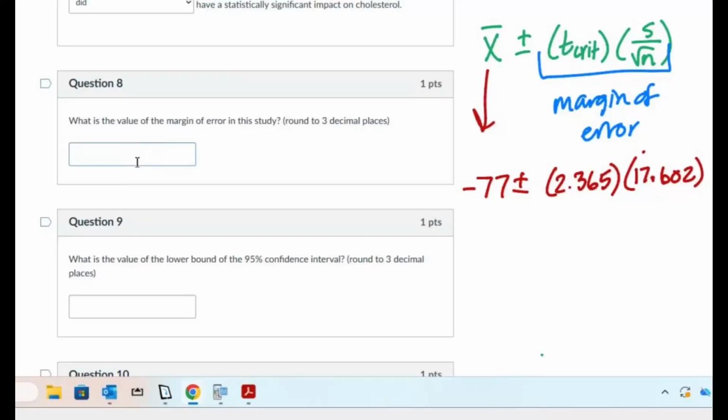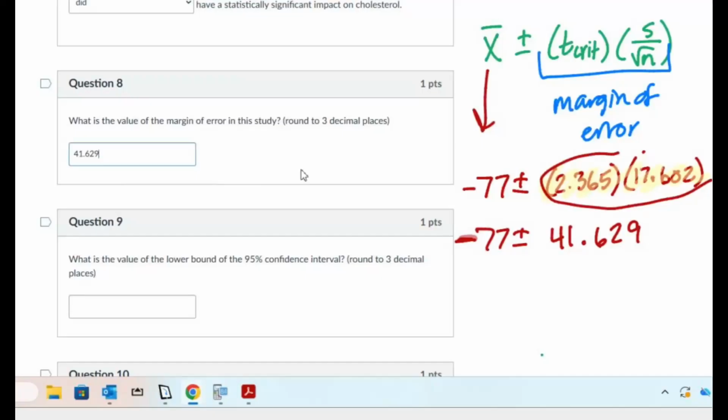We want to find this multiplication first. So I'm going to multiply 2.365 times 17.602. Negative 77 plus or minus 41.629. And the margin of error here is the 41.629. And again, I found that by multiplying those together.